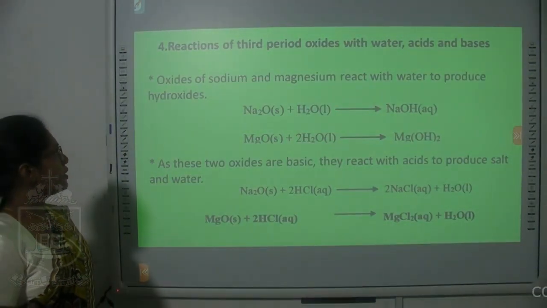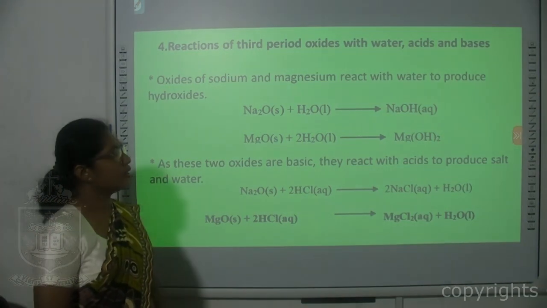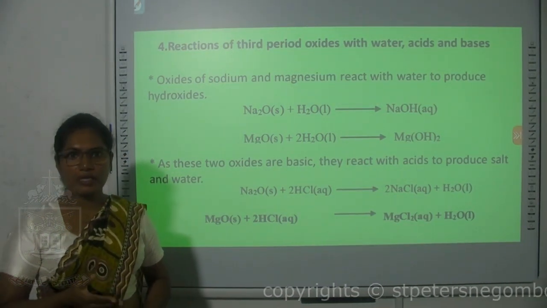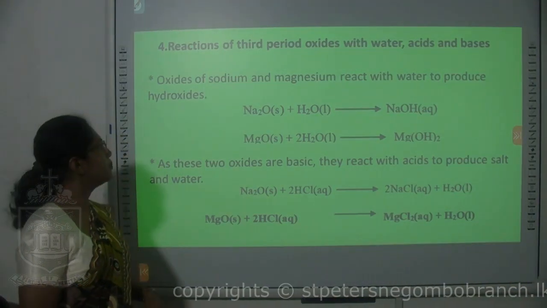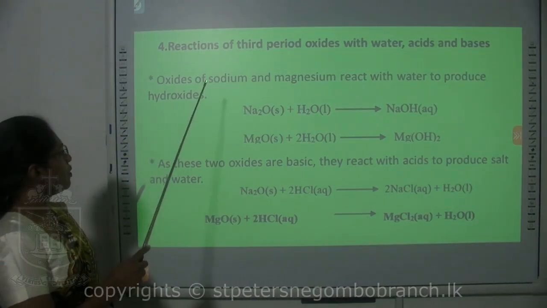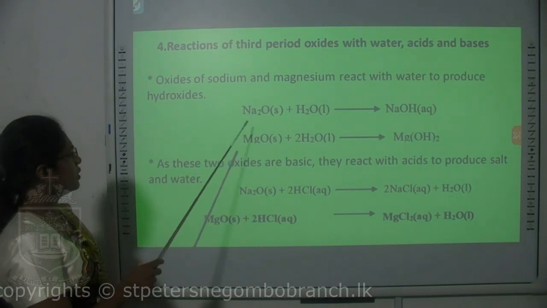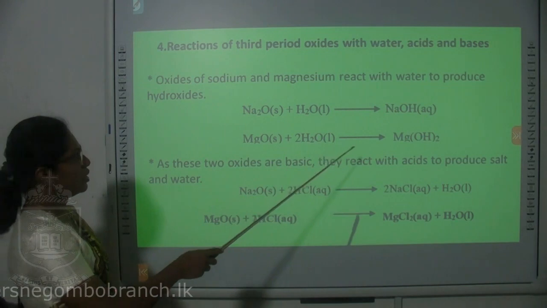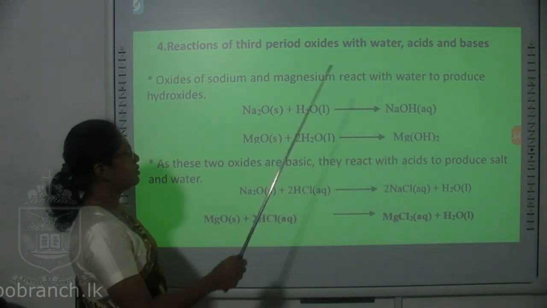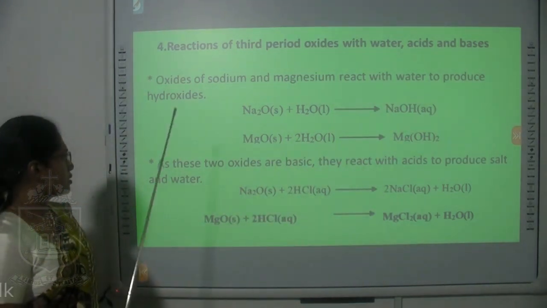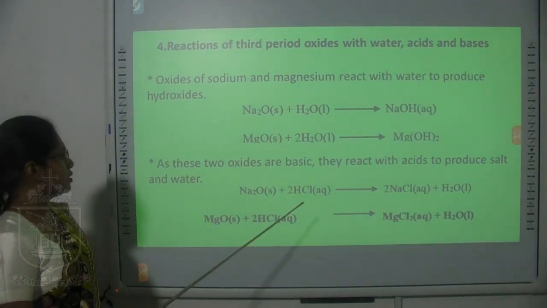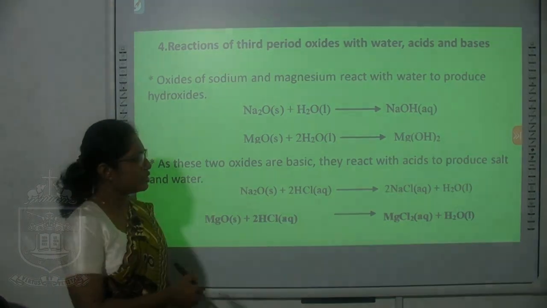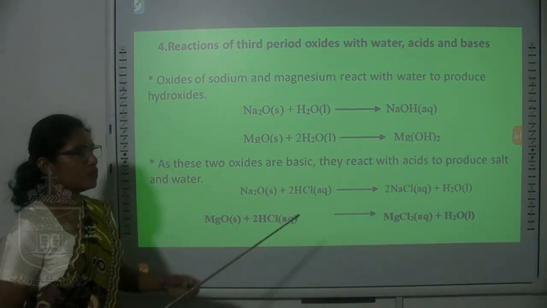Now let's take the reaction of third period oxides with water, acids and bases. Oxides of sodium and magnesium react with water and form the relevant hydroxide, and these hydroxides react with acids and form the relevant salt and water.